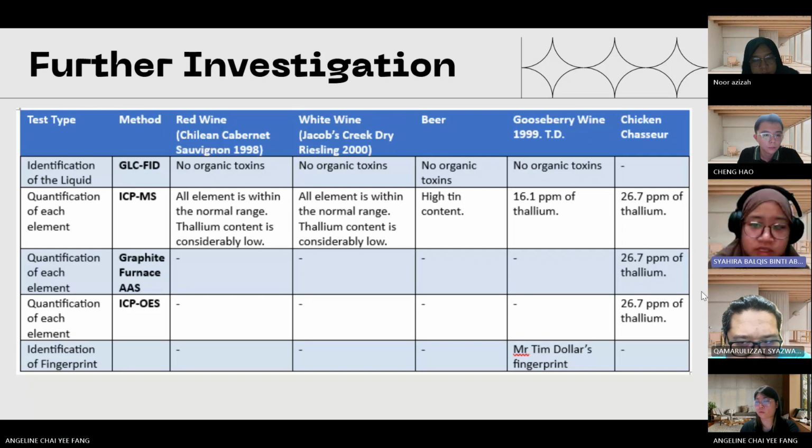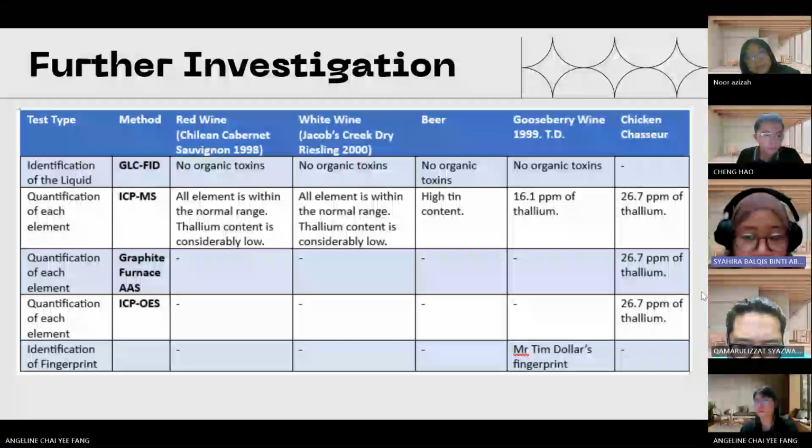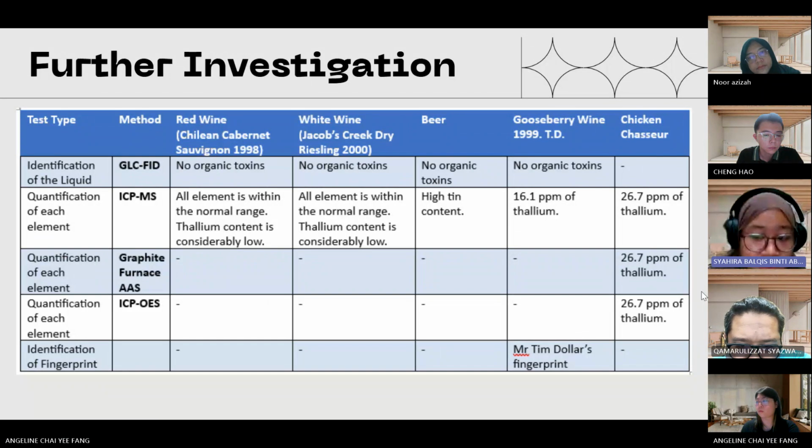And finally, the forensic fingerprint analysis revealed a key piece of evidence, which is Mr. Tim Dollar's fingerprint was found on the gooseberry wine bottle. So this is a critical finding, as it directly links him to one of the sources of the thallium poisoning. So in summary, the results indicate that both the gooseberry wine and also the chicken chaser were contaminated with dangerously high levels of thallium. And the presence of Tim Dollar's fingerprint on the contaminated wine bottle makes him a prime suspect in this poisoning case. And these findings will be essential in establishing the motive and also finalizing a conclusion.